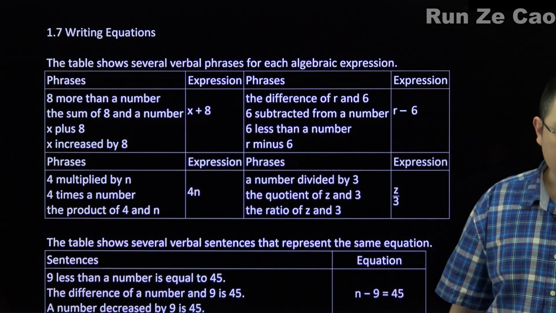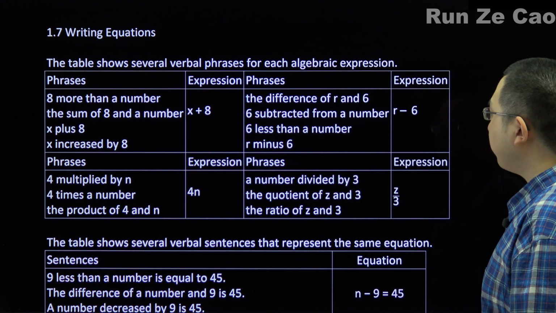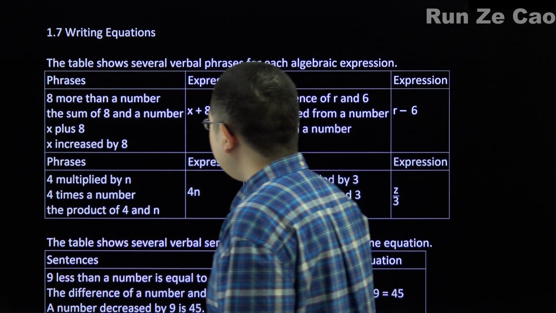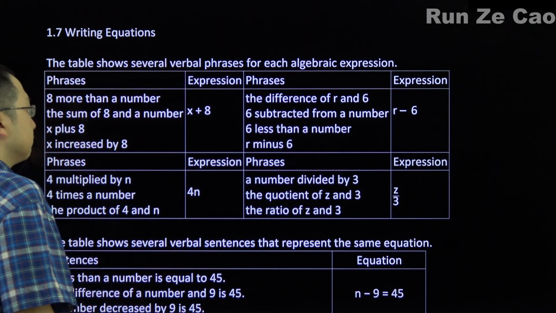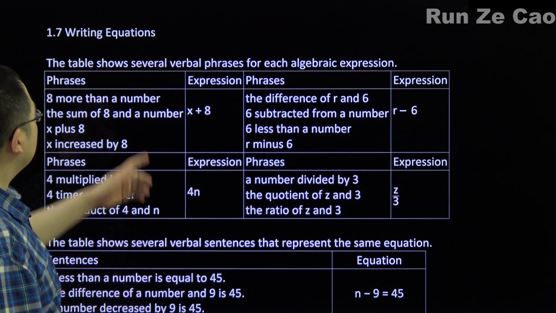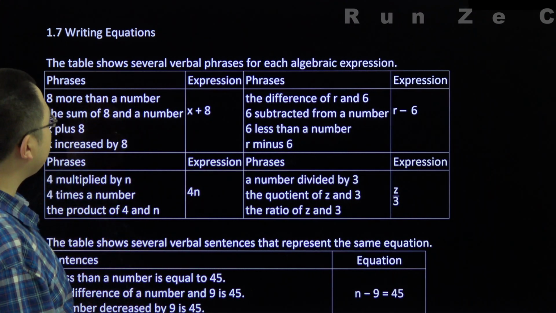So, let's write some equations. Here we have some verbal phrases for each of these algebraic expressions. 8 more than a number is x plus 8. Why do we go x plus 8 instead of 8 plus x? Because it's 8 more than a number, right?